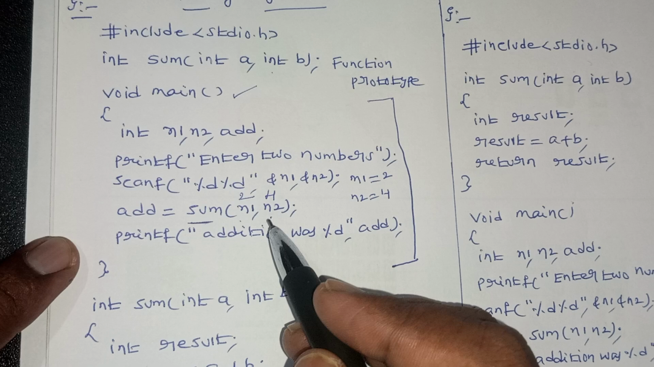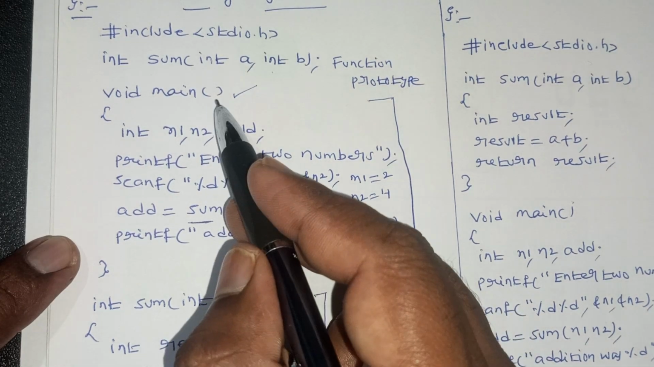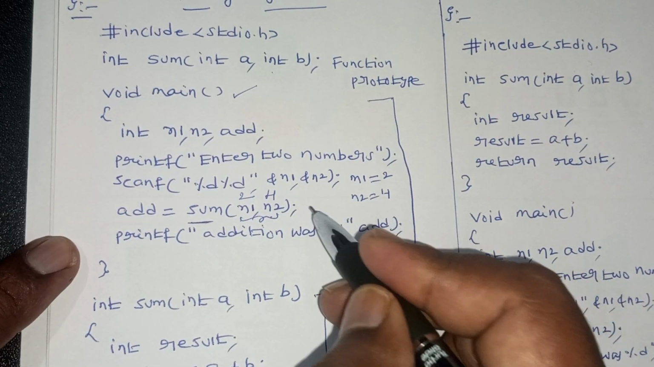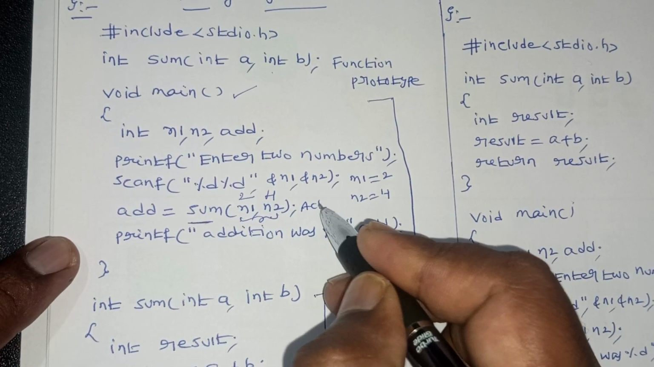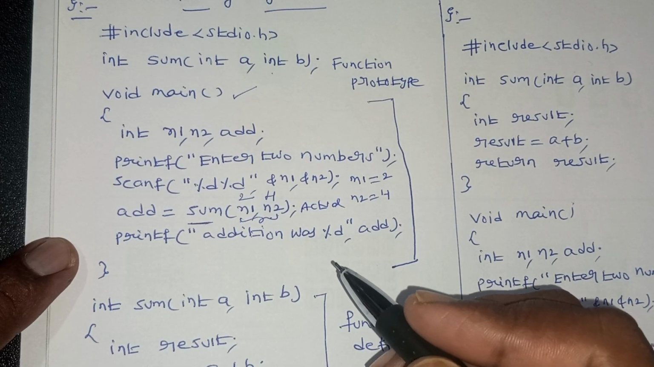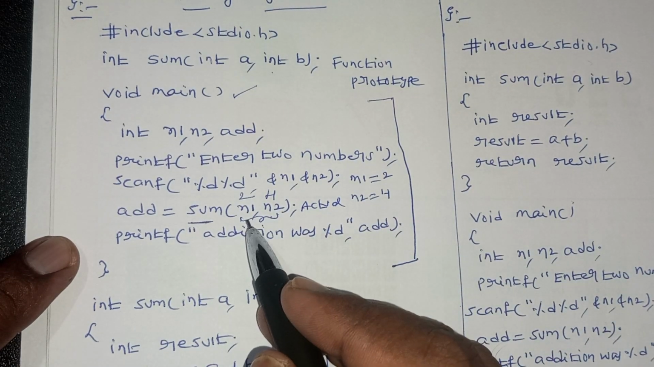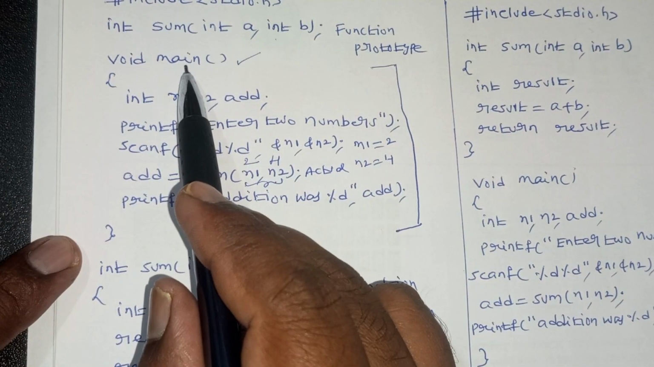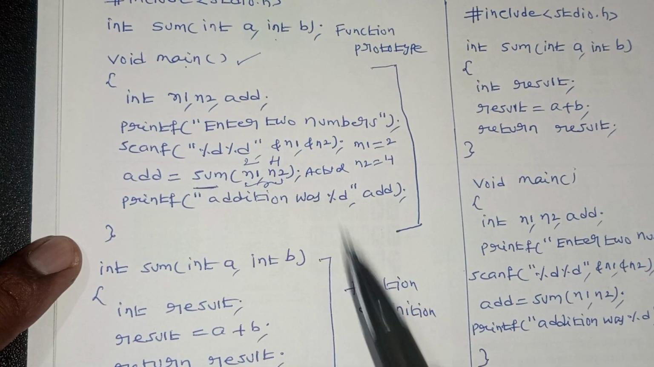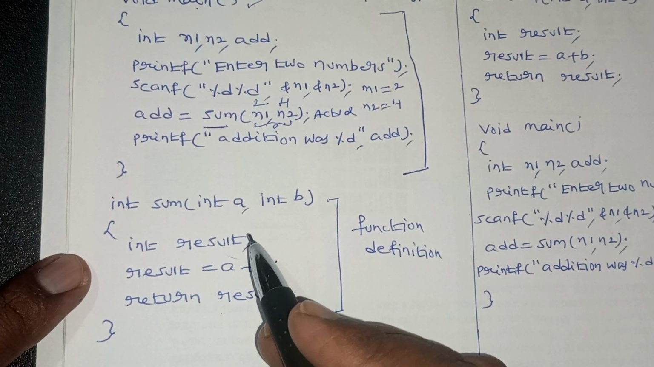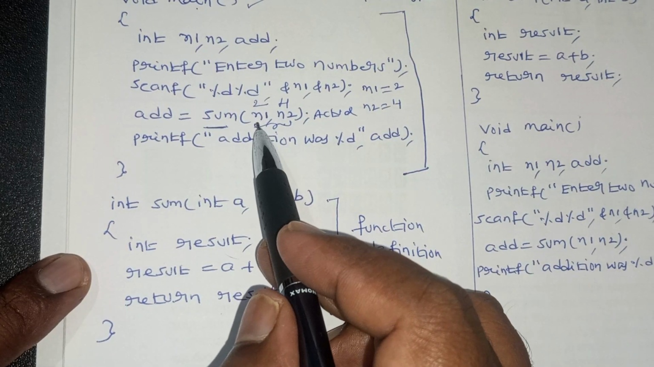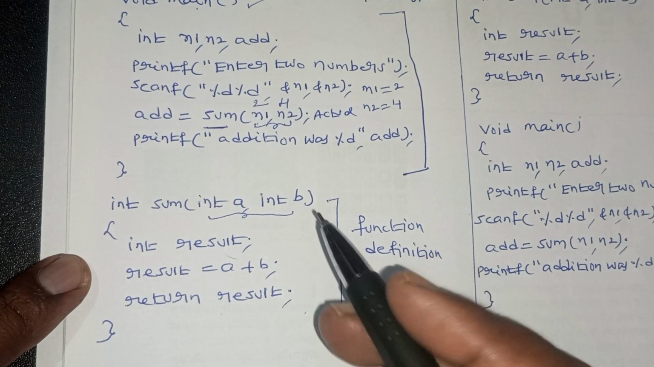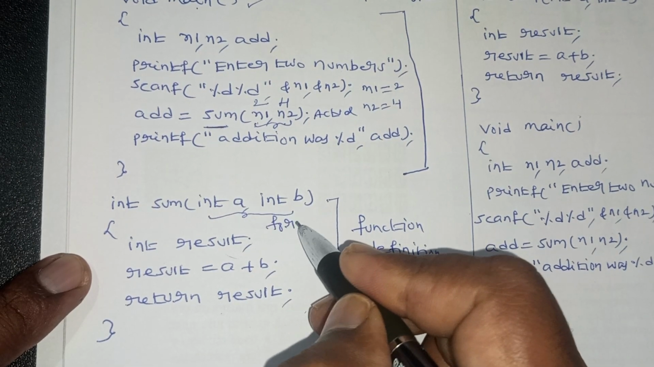Whatever the arguments in the main function, these are called actual arguments, or actual parameters. n1 is 2, n2 is 4. When you call this function from the main function, I will go to this location. From here I will jump to this place. These are called formal parameters.